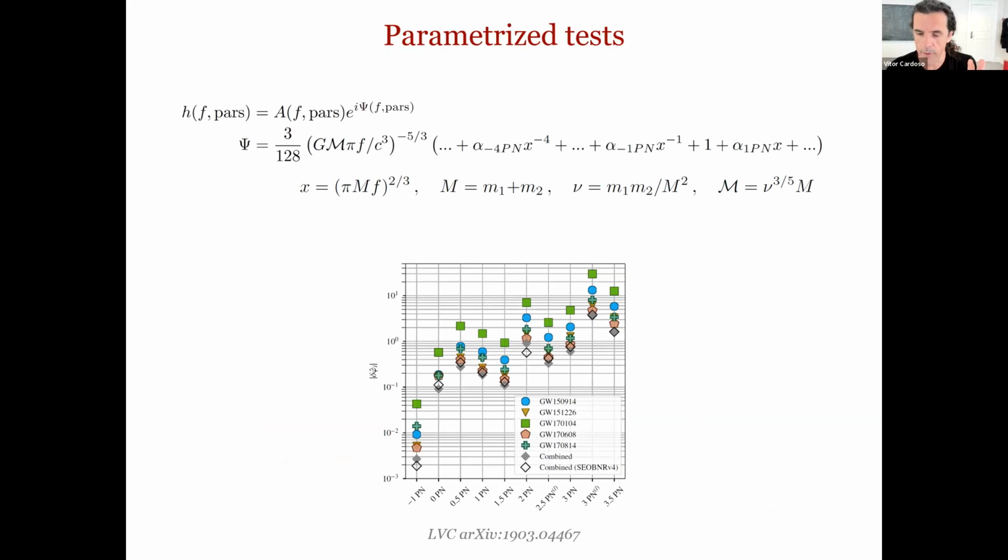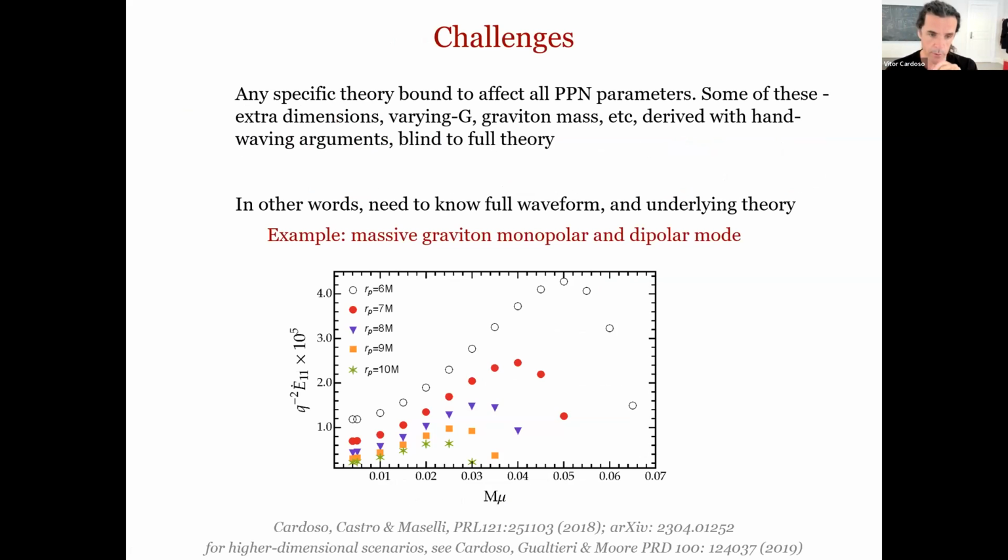Now, however, I think we need to be a bit cautious about this way of doing things. If you give me your preferred theory, it's likely that it's going to affect all of these coefficients at once. So this way of constraining parameters by freezing all of them to be GR and just leaving one free has its limits. But also, sometimes it's oblivious to the most important content of the theory. Let me give you an example.